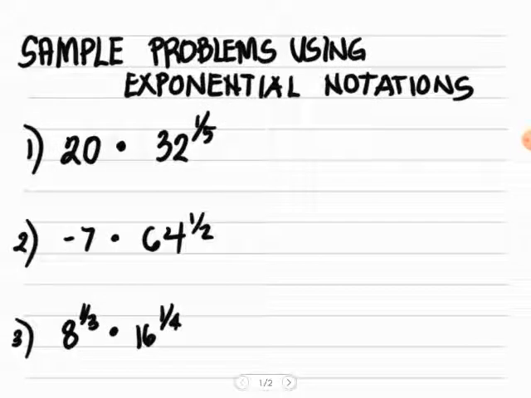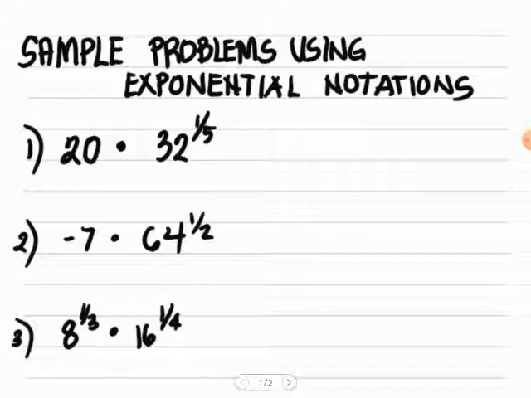Now, let's proceed to our sample problems using exponential notation. I wrote here in this video 8 examples that we will solve, involving the different rules in exponential notation. So let's start with number one. The given is 20 times 32 raised to 1 over 5.